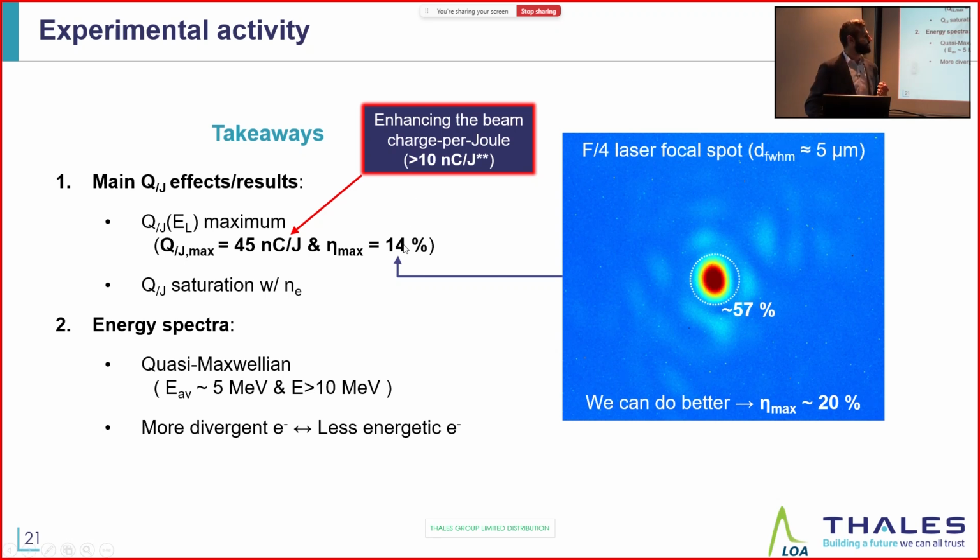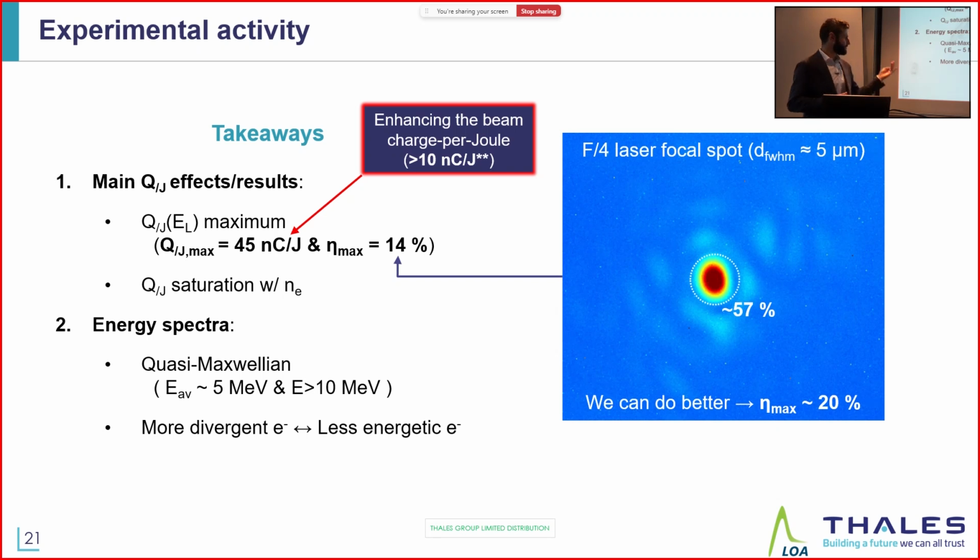And we got an efficiency of around 14%, and we believe that we could have done better during the experiment because the deformable mirror didn't really behave during the experiment. So we think that by improving the focal spot, and here you see an example, we could get an efficiency of around 20%. This seems to be consistent with the numerical simulations I will show later. And about the energy spectra, we had those large quasi-Maxwellian energy spectra with average energies around 5 MeV, with electrons exceeding 10 MeV. I mean, that's bad for the multi-task 3D project.